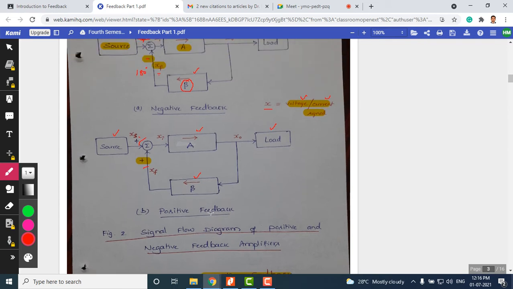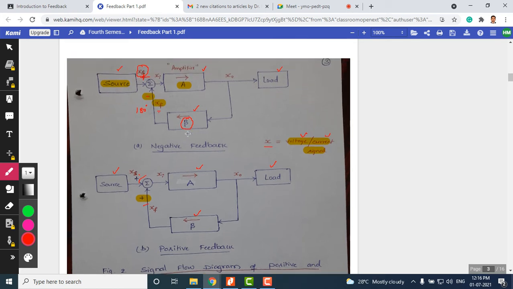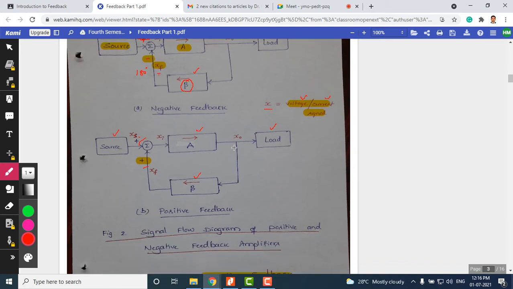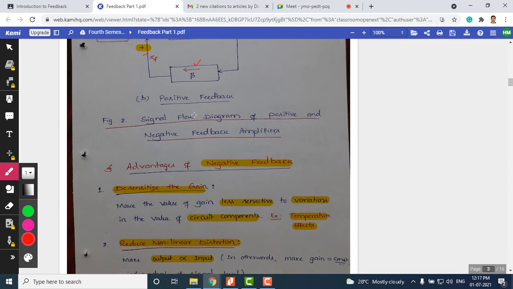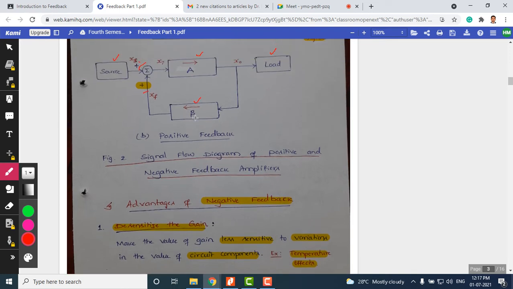These two blocks can be called signal flow diagrams also, because they indicate how the signal flows from the source to the load, and by incorporating the feedback here. In negative feedback, a 180 degree phase shift exists, whereas in a positive feedback system there is a 0 degree or 360 degree feedback. Okay, so now we have understood the basic definition and the types of feedback.